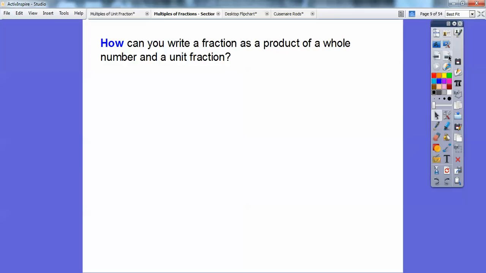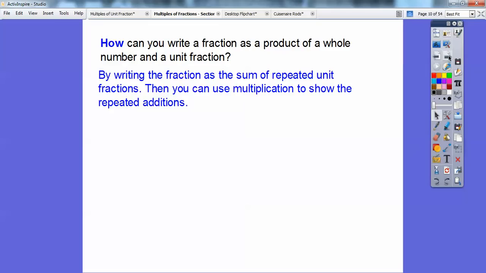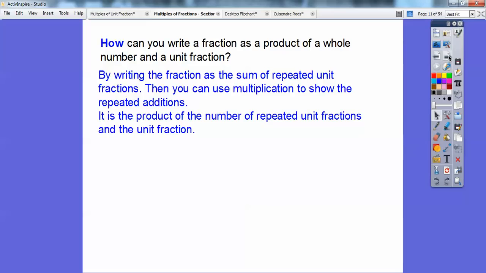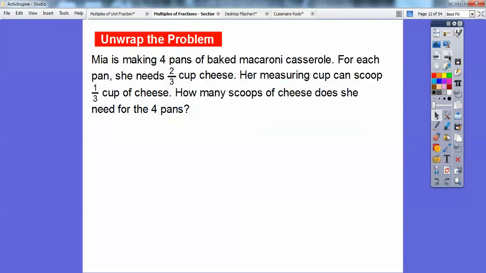All right, so how can you write a fraction as a product of a whole number and a unit fraction? By writing a fraction, this is what we did, as the sum of repeated unit fractions, then you can use multiplication to show the repeated additions, like we did with that pizza one right there. So it is the product of the number of repeated unit fractions and the unit fraction. So how many of the unit fractions did you add together? That's your whole number times the unit fraction.